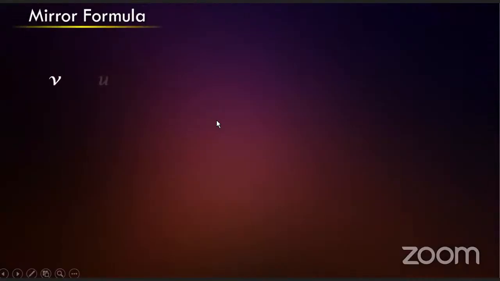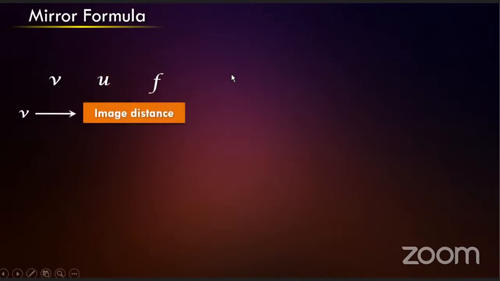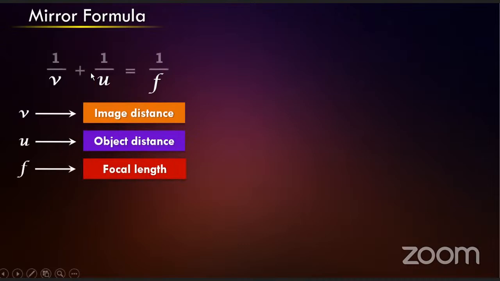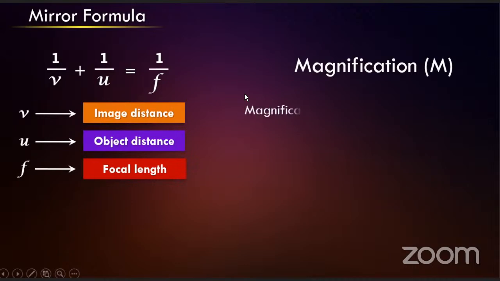So, the mirror formula. Do you know what the mirror formula is? Yes, sir. What does V indicate? Image distance. What does U indicate? Object distance. What does F indicate? Focal length. Very good. So the formula, where V is image distance, U is object distance, F is focal length, is 1 by V plus 1 by U is equal to 1 by F. Is it right?